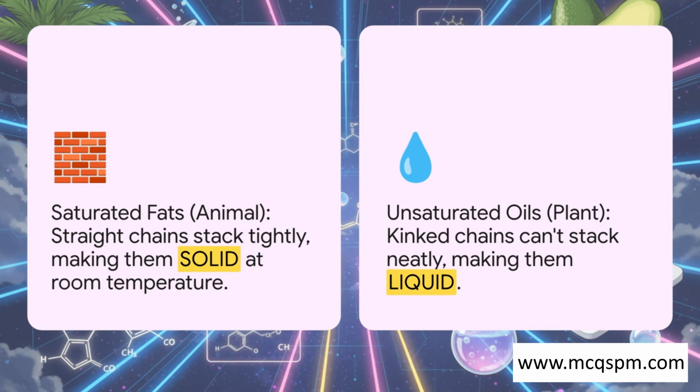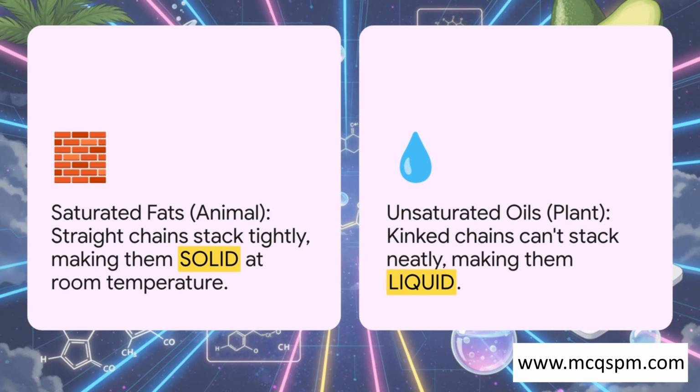So why are they so different? I mean, solid versus liquid, it all comes down to the shape of the molecules. Saturated fats are made of these really straight chains. Just picture a bunch of uncooked spaghetti noodles. They're all straight, right? So you can pack them together super tightly, and that's what makes them solid. But unsaturated oils have these things called double bonds that create a kink or a bend in the chain.